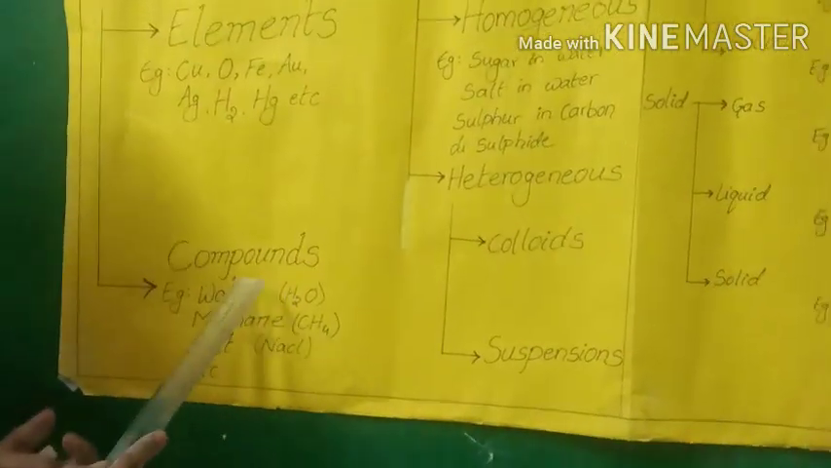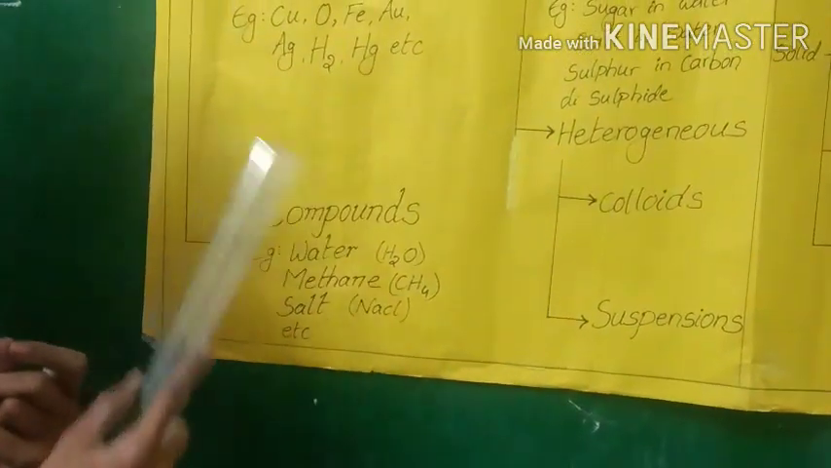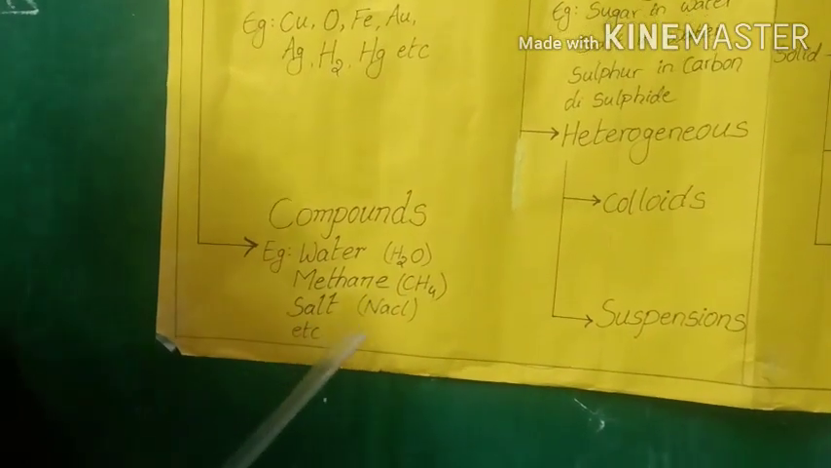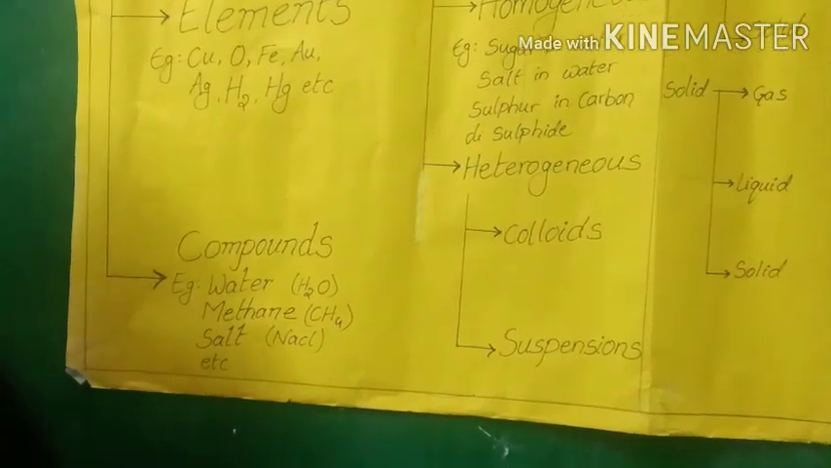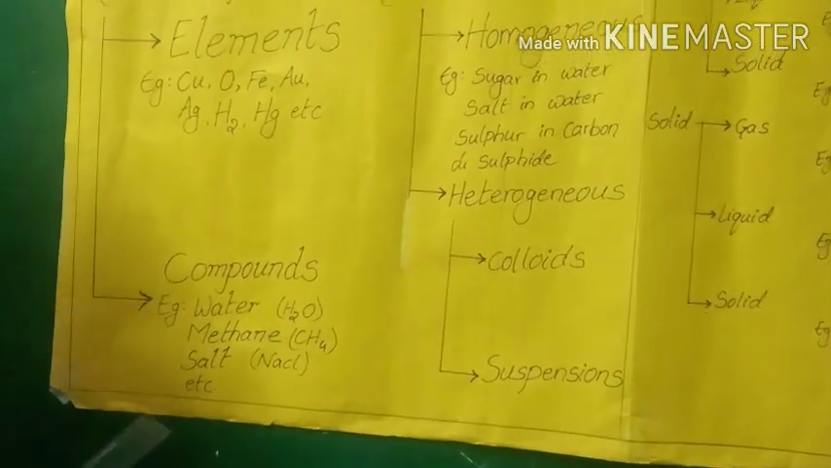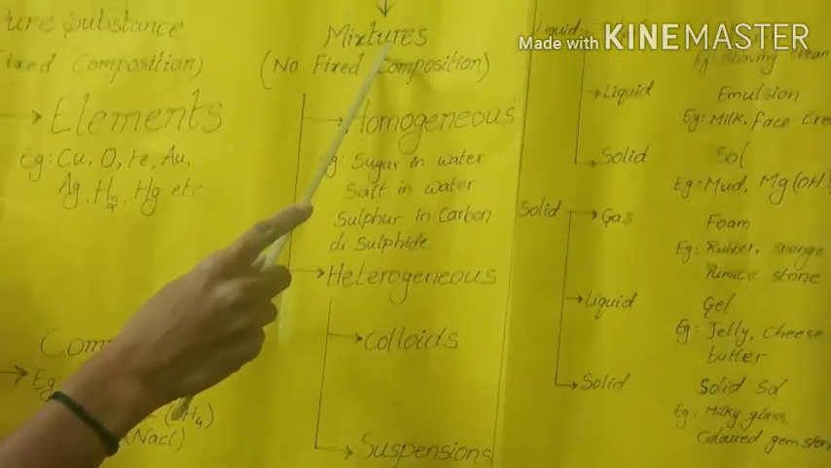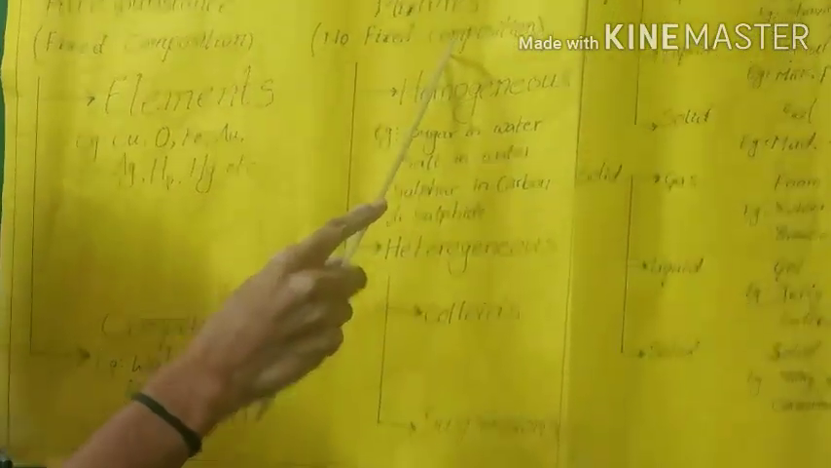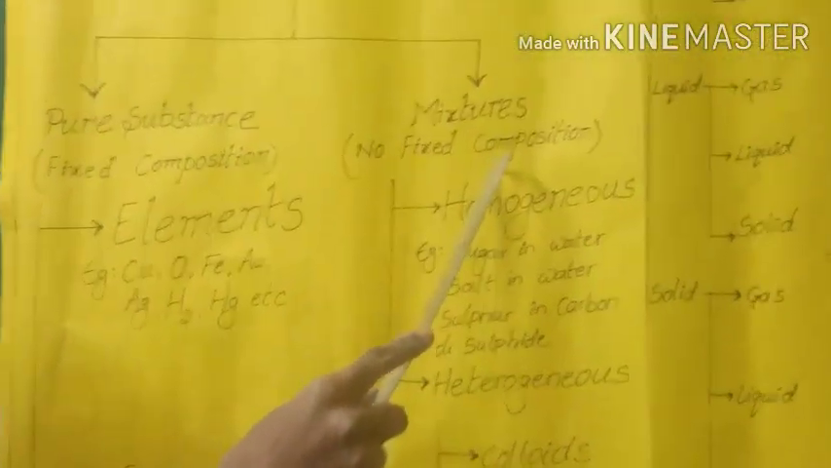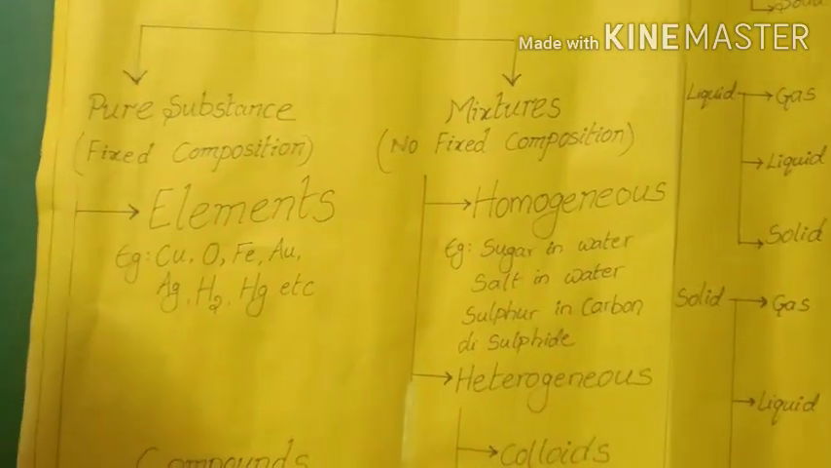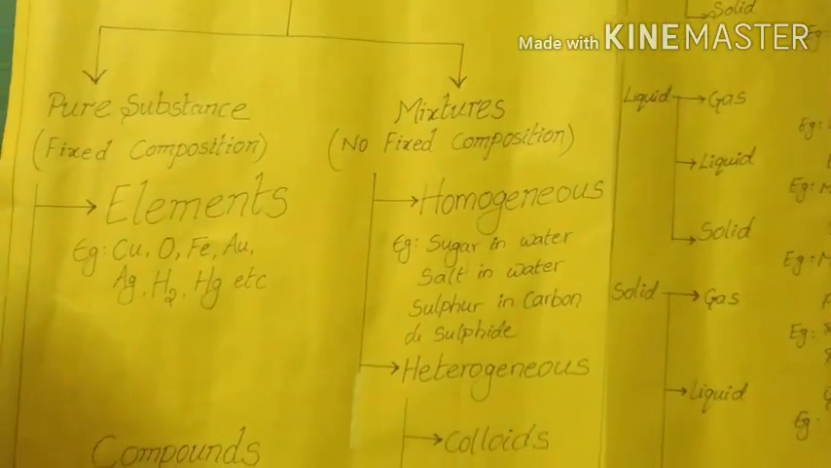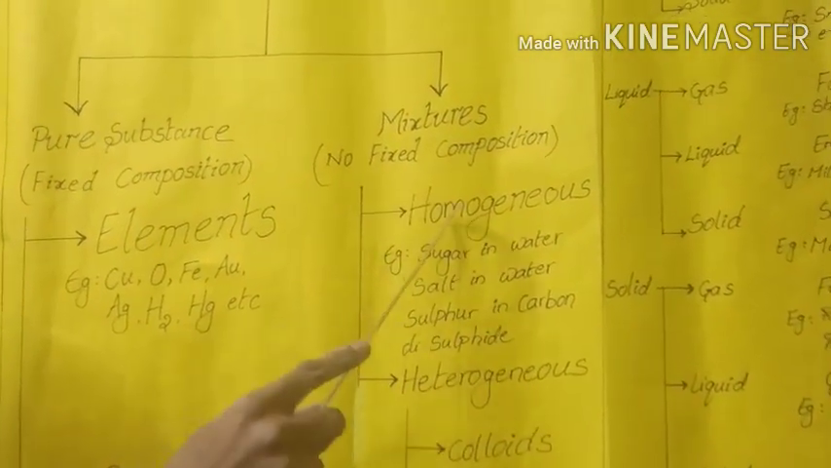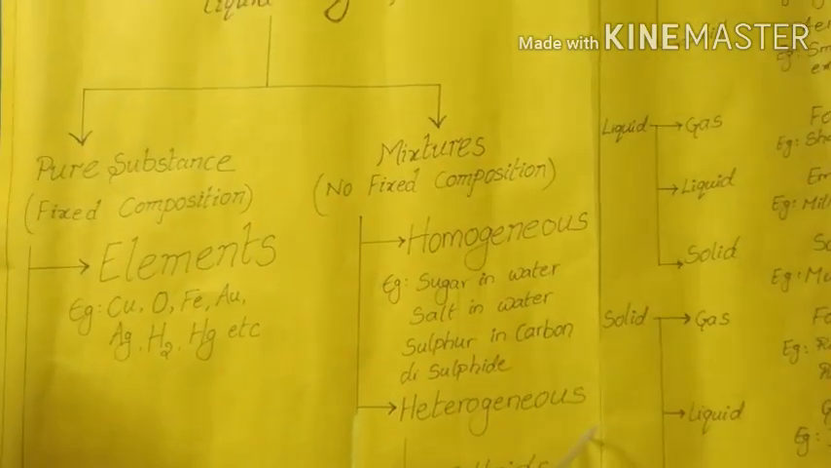Compounds are formed by chemical reaction between the elements. Examples of some compounds: water, methane, salt, hydrogen chloride, sulfuric acid, whatnot. We have so many types of compounds. On the other side of the segregation we have mixtures. Mixtures do not have a fixed composition, meaning they are composed of two or more types of substances. There is no chemical reaction between them. They are again segregated into homogeneous mixtures and heterogeneous mixtures.